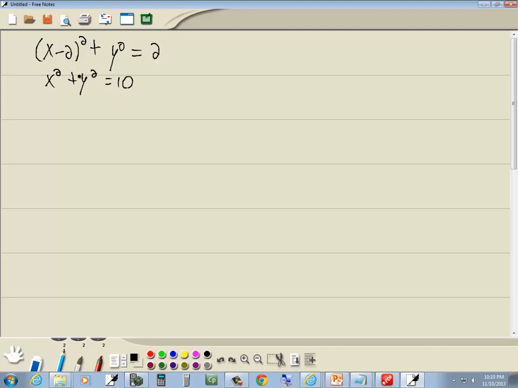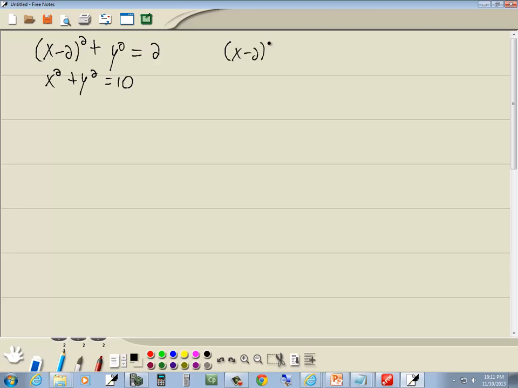I'm going to use the addition method, but you could definitely use the substitution method too. You could take this one and solve for y², and then replace the y² here. I'm going to get rid of the parentheses in the first equation. Actually, let me do it over on the side here.